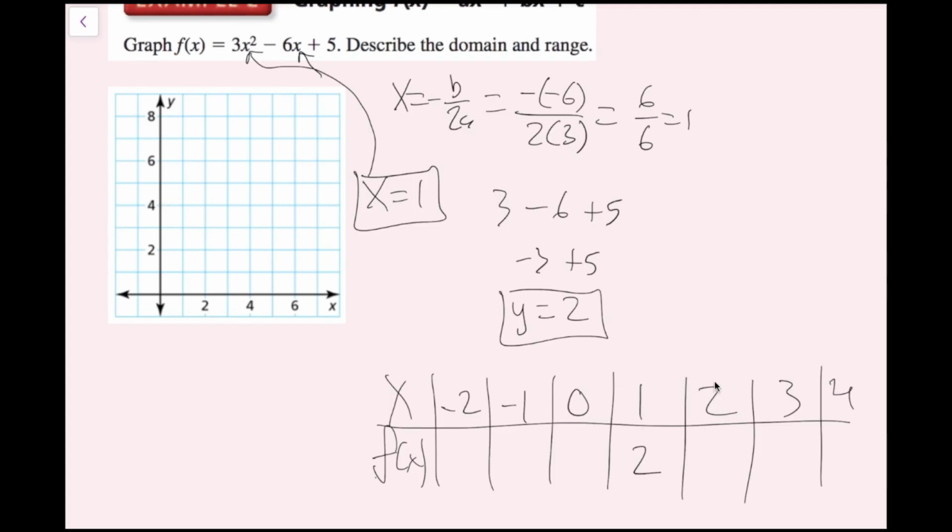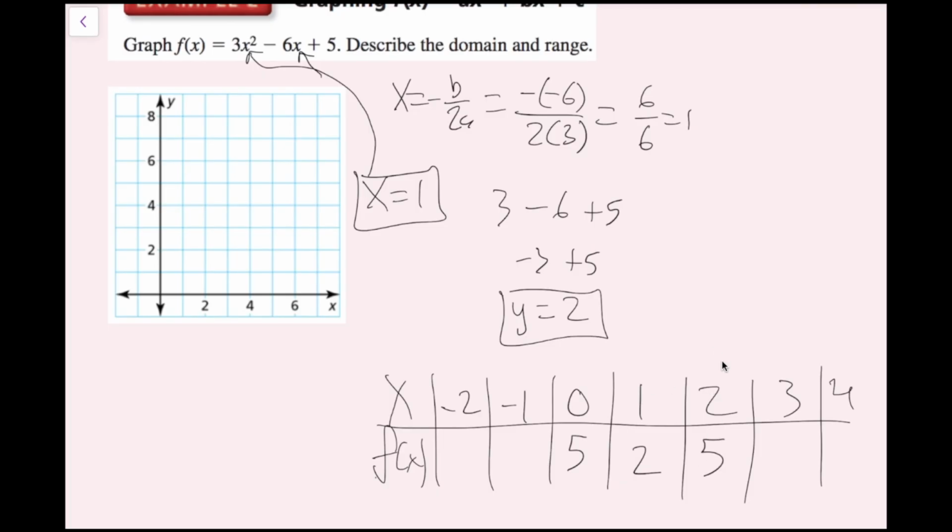So I could plug in x equals 2, but I'm actually going to plug in x equals 0 because that's going to be the easiest. So if I plug in 0 here, this term drops out, and I just get 5. So this will be 5. And then since this is my vertex, and the distance between 0 and 1 is the same distance as 1 and 2, this is also going to be 5.